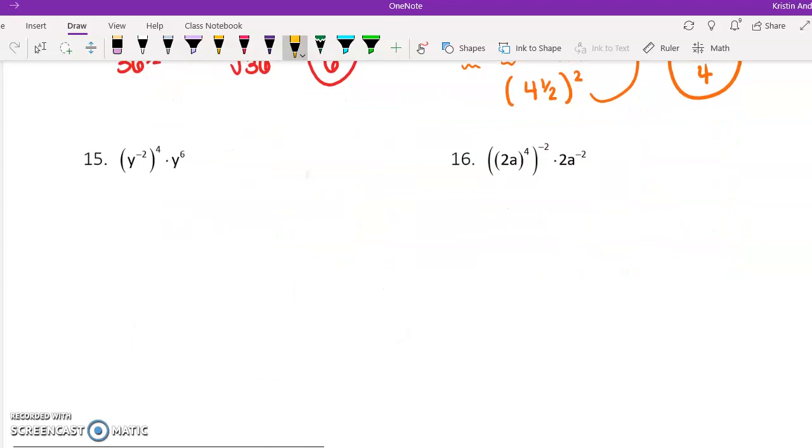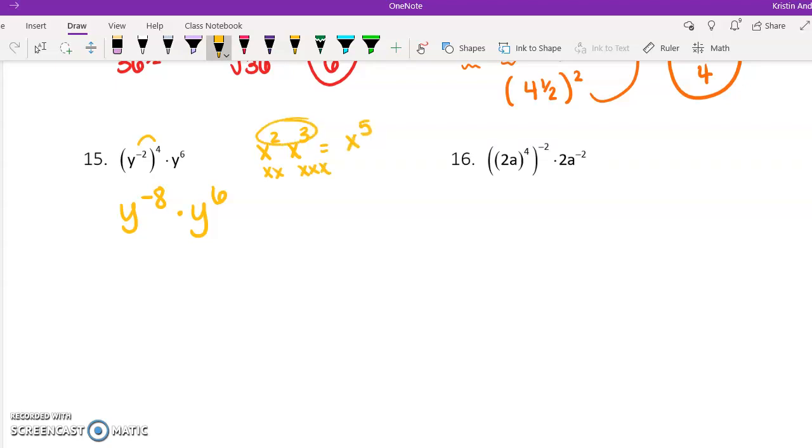Okay, 15, we're combining these. I know that's multiplication, so that's y to the negative 8th power times y to the 6th power. And then with something like that, again, I make up a problem, and that tells me what the rule is. So this would be like 2 x's, this would be 3, which is x to the 5th. So when you have like bases and they each have their own exponent on them, you would add your exponents. So I'm going to add these together and I get y to the negative 8 plus 6. That's y to the negative 2nd. That's 1 over y squared.